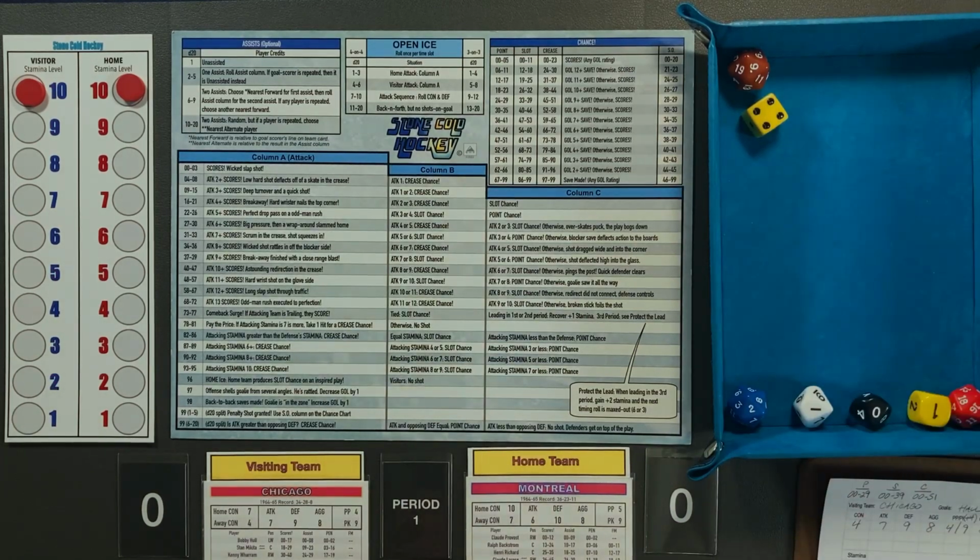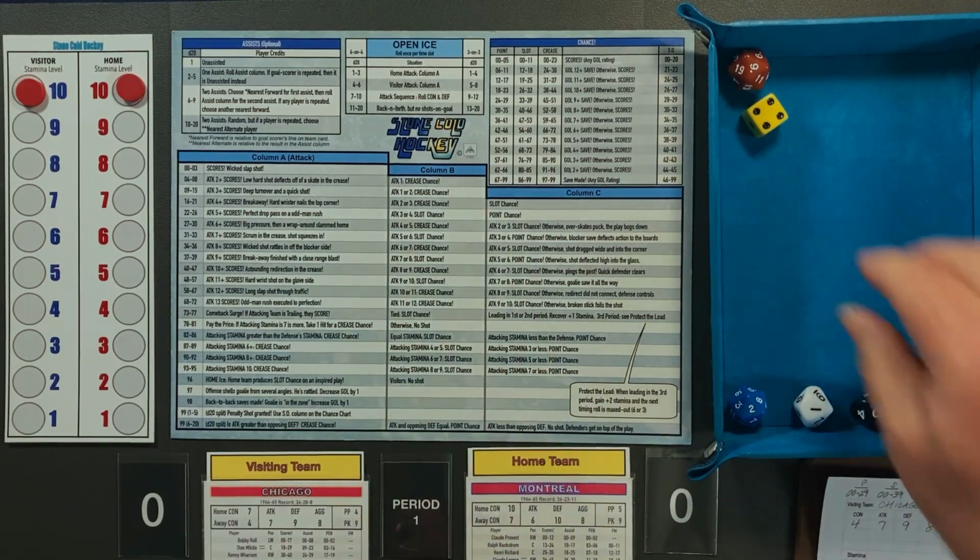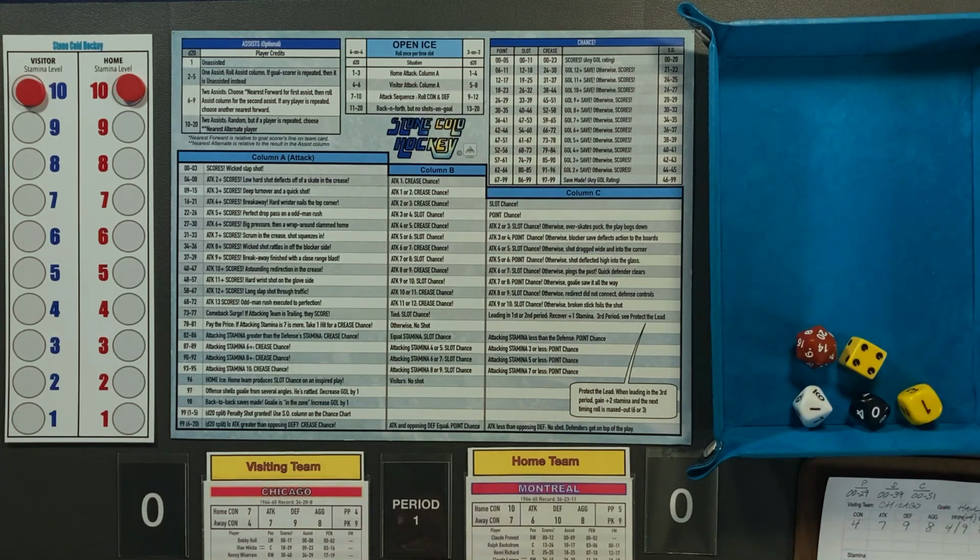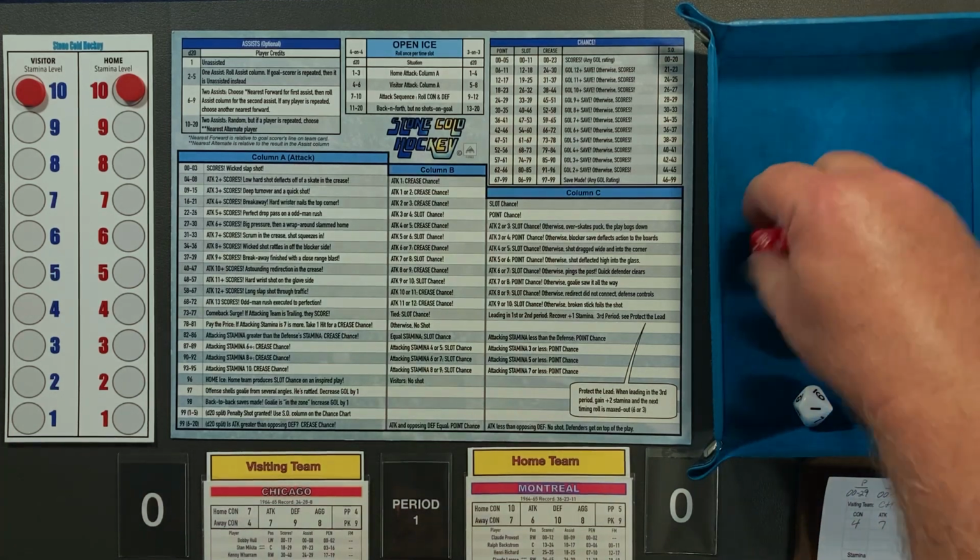Not going to be good for a puck battle. So we go to the control dice. 3 is going to be good for Chicago possession. 18 is not good for Montreal's defense. So it's going to be read off of chart A.